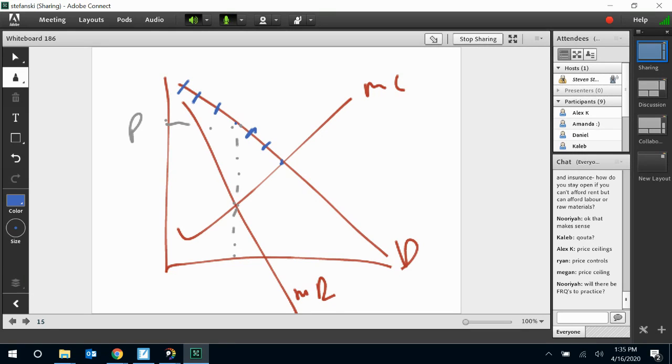Will there be FRQs to practice? Yeah, what I'll do for the FRQs is I will post some FRQs that do not use graphs as answers, and I'll post them and then we'll go over them. What happens in FRQs is it will cover more than just one area of study. It might cover multiple things of study.